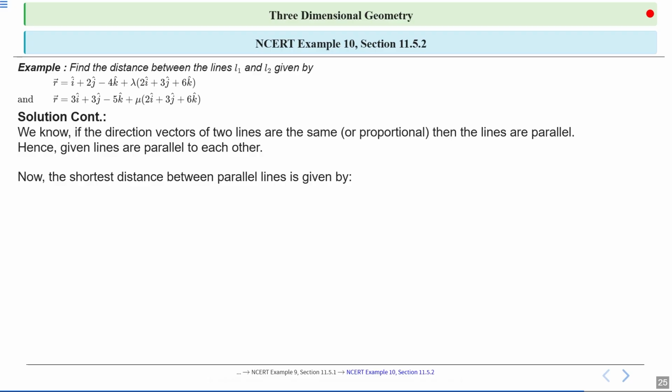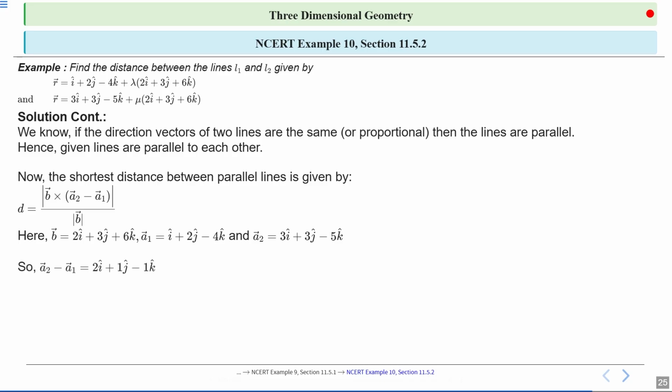Now, let's recall the formula for the shortest distance between two parallel lines. It is given by d, the shortest distance d, is basically magnitude of b vector cross a2 vector minus a1 vector upon magnitude of b vector. Here b vector is equal to 2 I cap plus 3 j cap plus 6 k cap. A1 vector is equal to I cap plus 2 j cap minus 4 k cap. And A2 vector is equal to 3 I cap plus 3 j cap minus 5 k cap, right? So A2 vector minus A1 vector will be equal to 2 I cap plus j cap minus k cap.